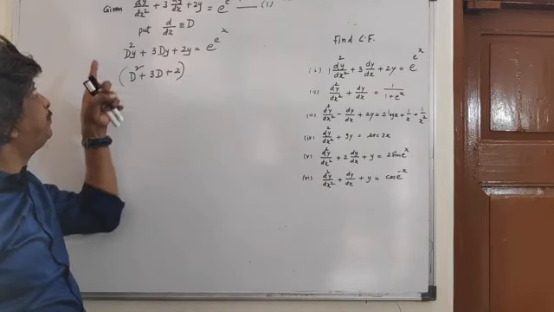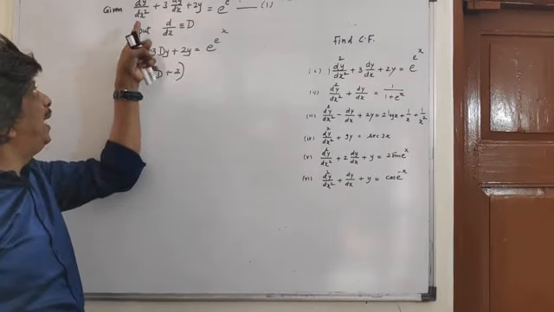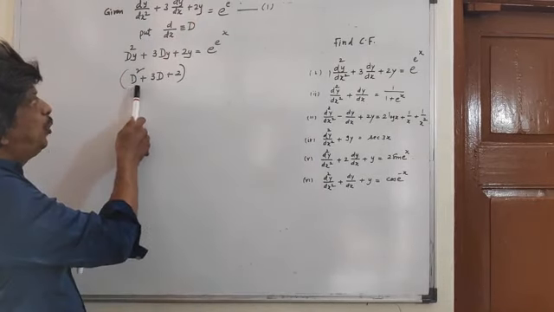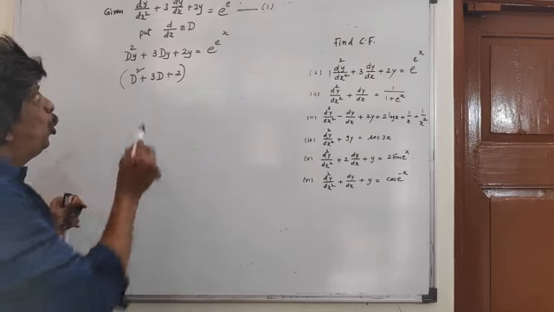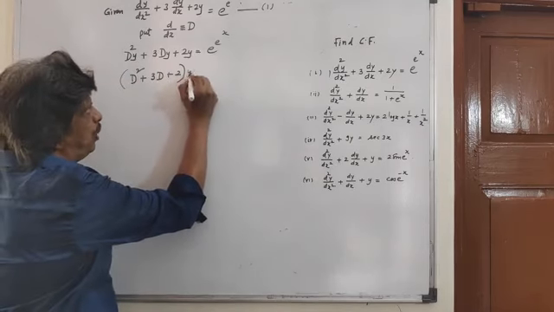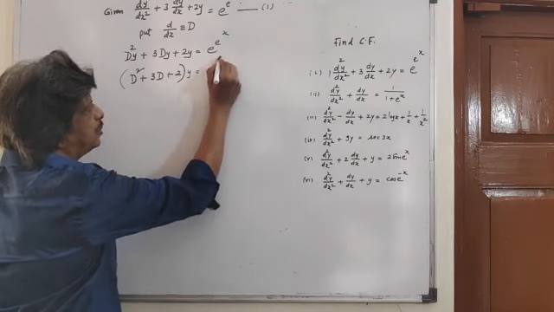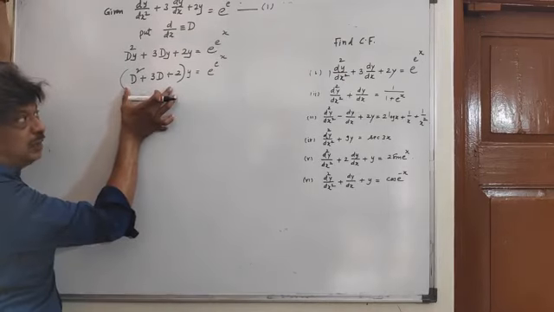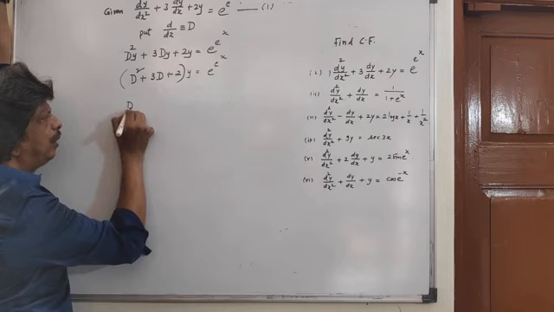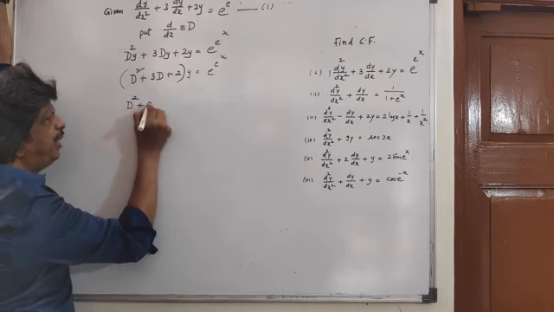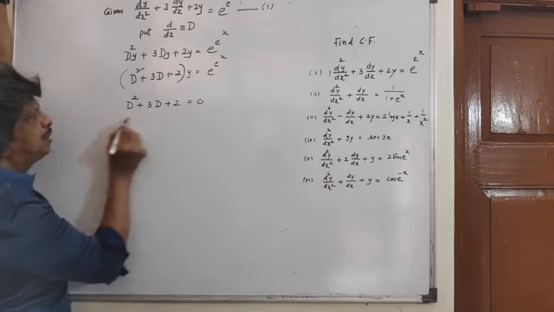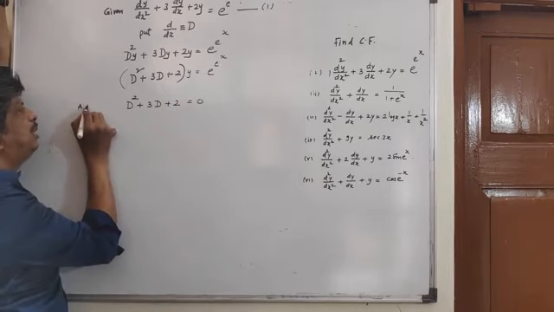So friends, the auxiliary equation for this linear differential equation is D² + 3D + 2. Y happens to be e to the power x. So the auxiliary equation, this is φ(D²) + 3D + 2 = 0. This is called the auxiliary equation.